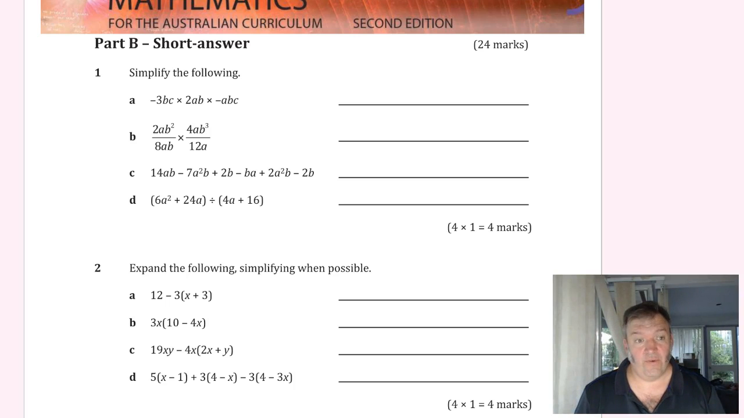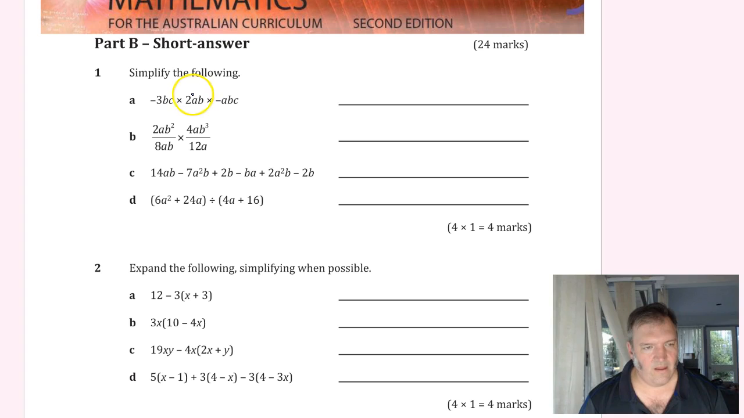No rest for the wicked, more maths for me to do. Part B, short answer questions on the Chapter 2 Test C. Simplify the following. Negative 3 times BC multiplied by 2AB multiplied by negative ABC. You can see they've just made Test C a little bit harder. Let's start with the numbers.